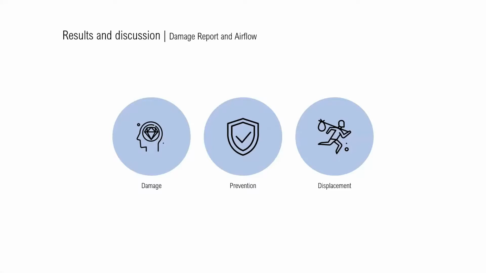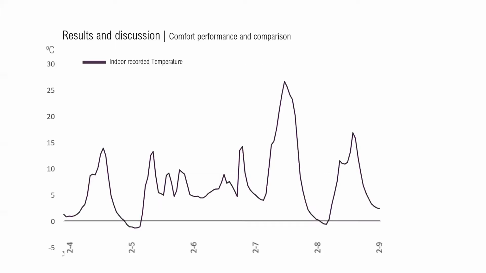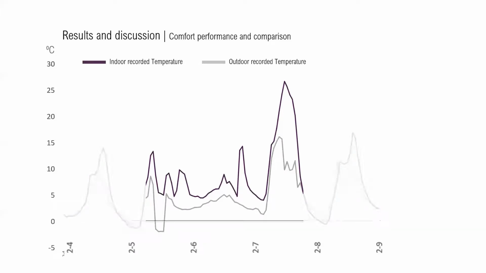For the shelter's comfort performance and comparison, upon arrival at Collins Glacier, loggers were set from February 2nd to 9th. The team occupied it for repairs and surveys from the 5th in the afternoon to the 8th in the morning. Comparing the indoor and outdoor temperatures, the tent performed well during occupancy schedules, showing a good capacity to retain heat both from the human body and the gas heater used, showing a maximum of 27 degrees.